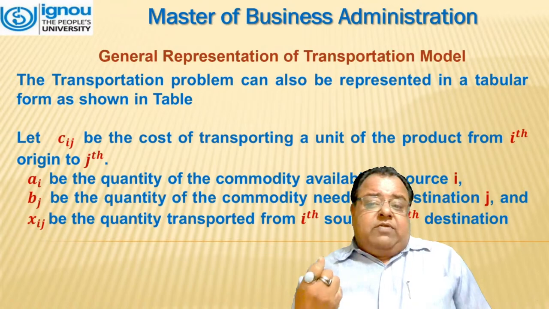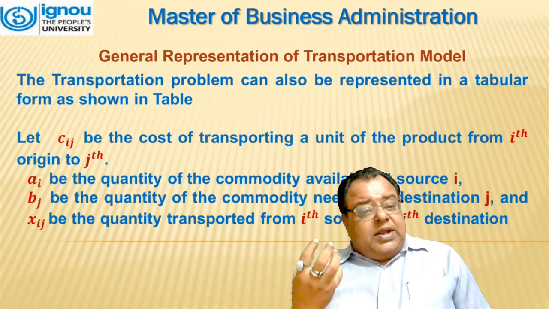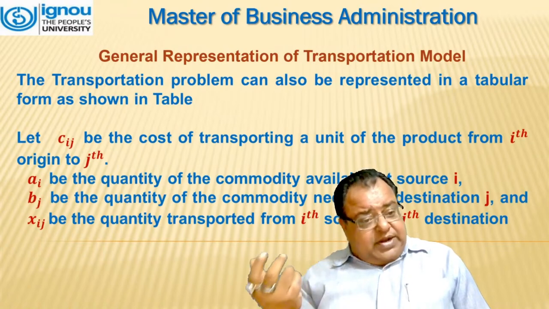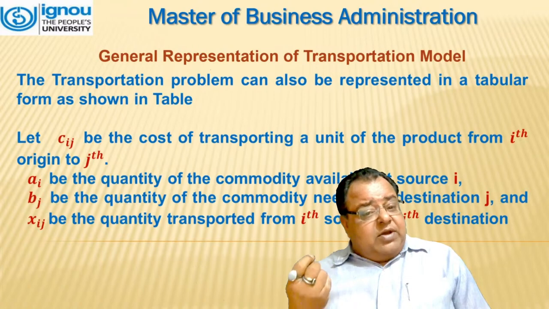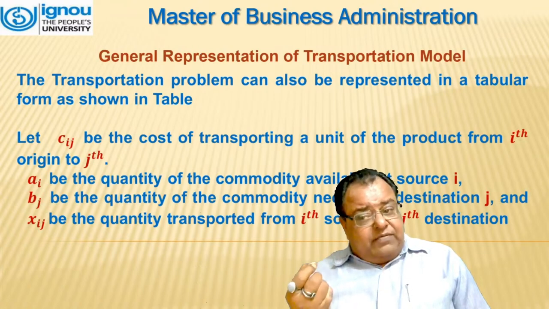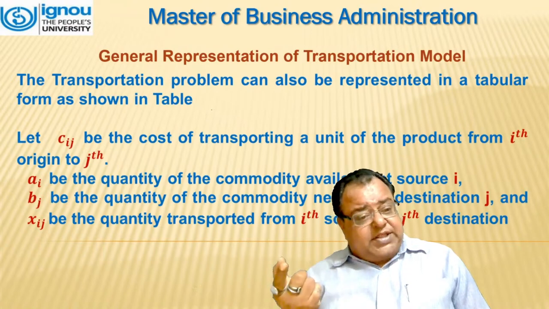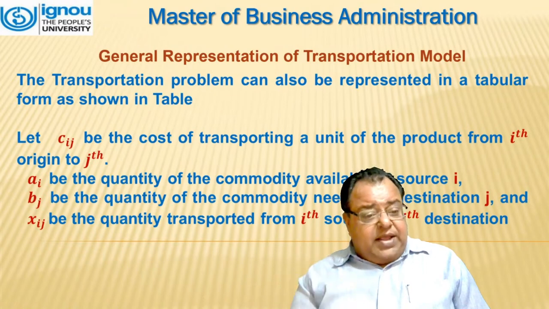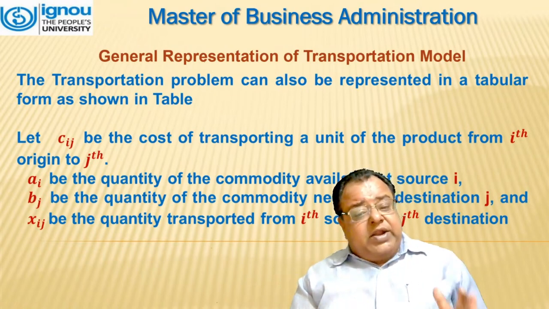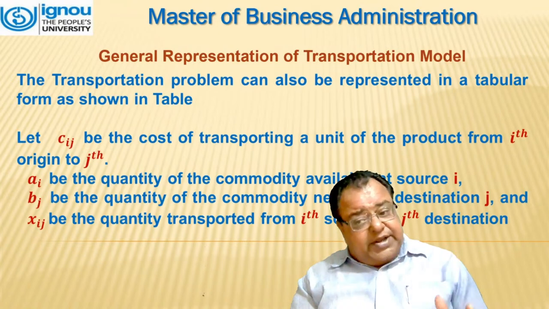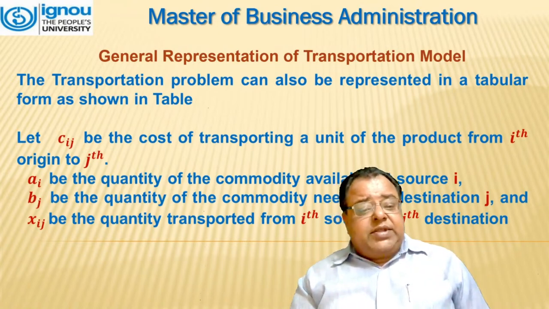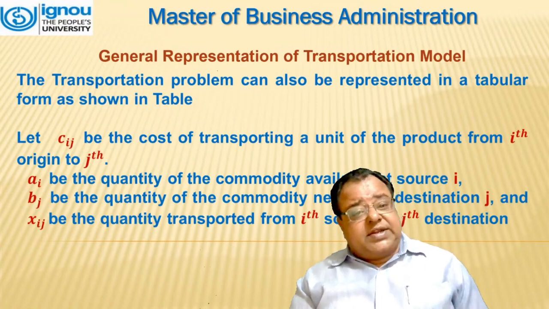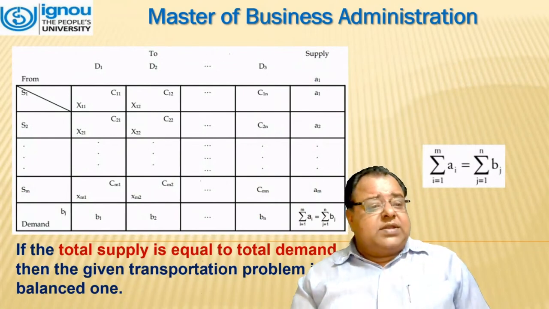Now, the general representation of the transportation model. The transportation problem can also be represented in a tabular form, as shown in the table. Let Cij be the cost of transporting a unit of product from the ith origin to the jth destination. Ai be the quantity of commodity available at source i. Bj be the quantity of commodity needed at destination j. And Xij be the quantity transported from the ith source to the jth destination. So this is how this is drawn.